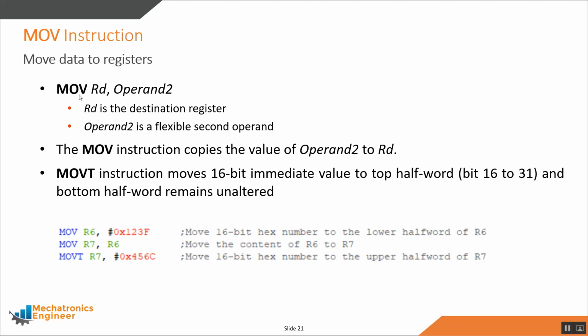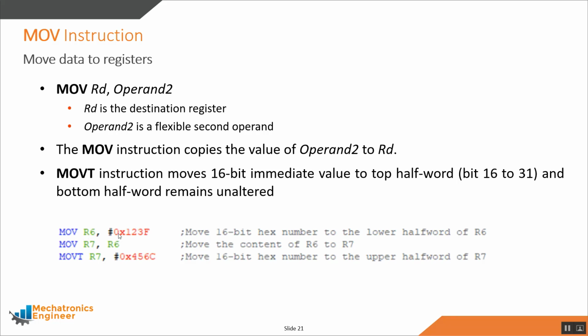The general format of this instruction is move, destination register, and operand 2. So operand 2 is a flexible operand that can be some other CPU register or a constant value. The move instruction copies the value of operand 2 to the destination register. By default, the move instruction moves a 16-bit value to the lower half word of the register. If you want to move a 16-bit value to the top half word, you need to use the MOVT instruction.